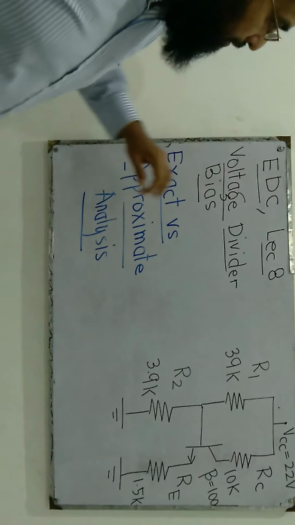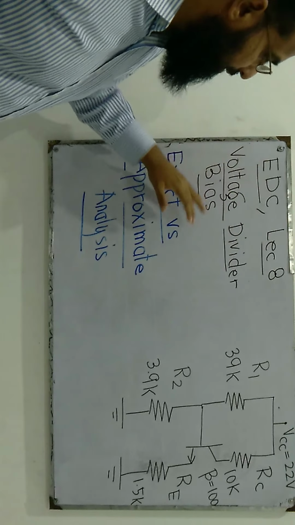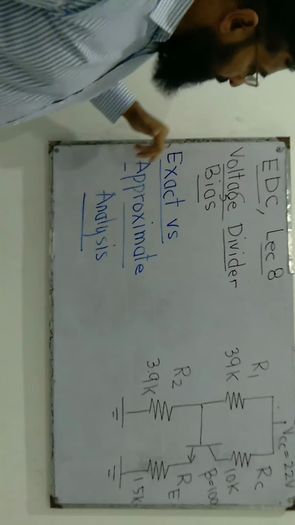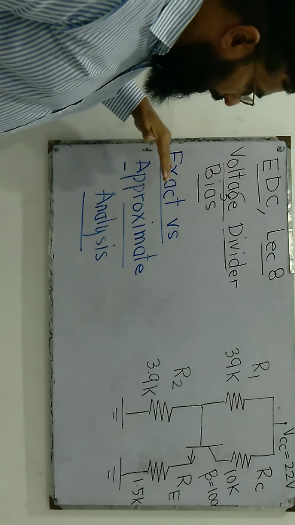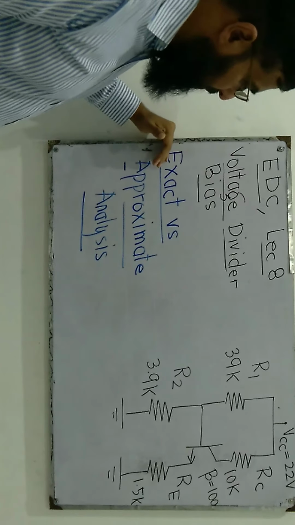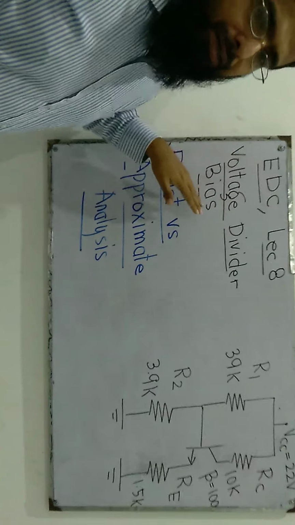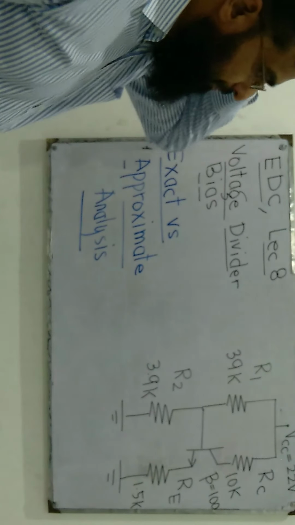Welcome to lecture 8. We are studying electronic devices and circuits, EDC. Today we will see numerically the difference between exact and approximate analysis, and we will see how different are the results produced by these two analysis techniques for a voltage divider bias BJT configuration.